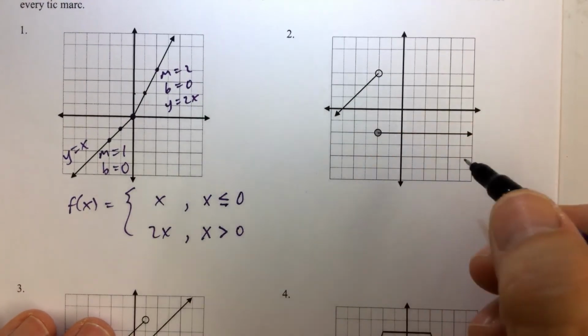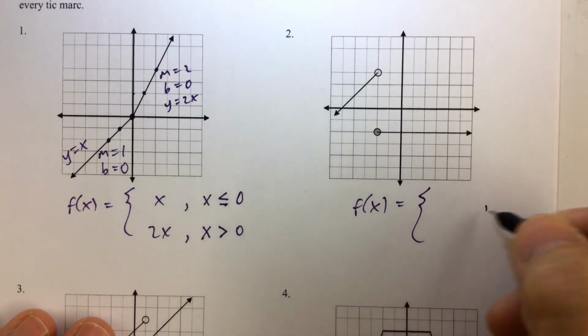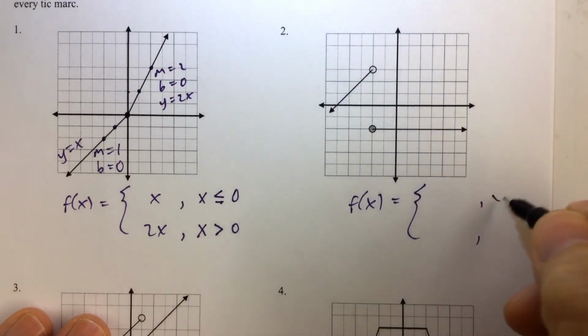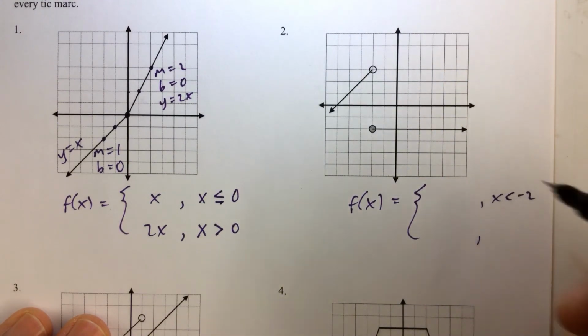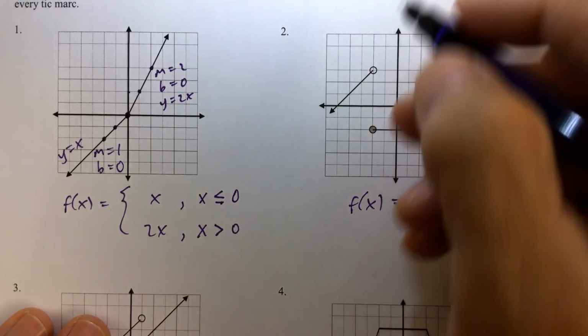Let's try this one. We let f of x equal, we're going to have two pieces. First piece, we can see that x is less than -2. The second piece, x is greater than or equal to -2. And then the first piece, what's the equation?